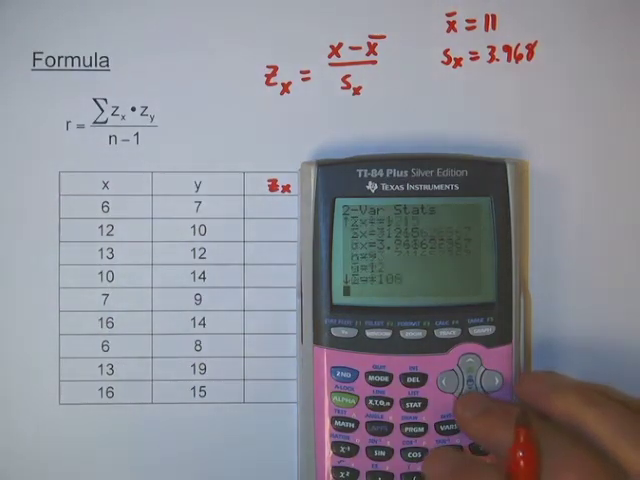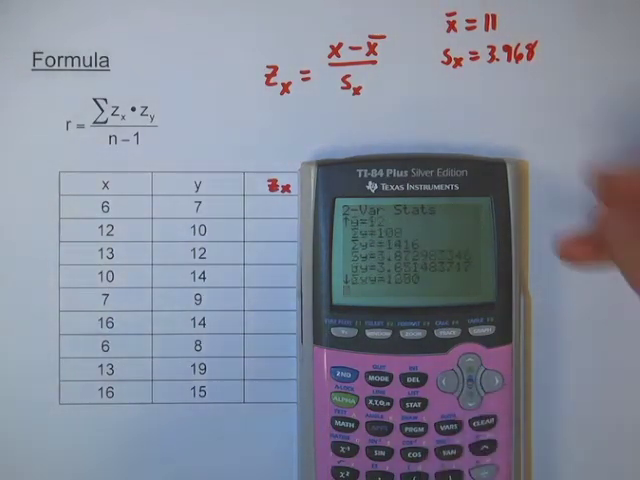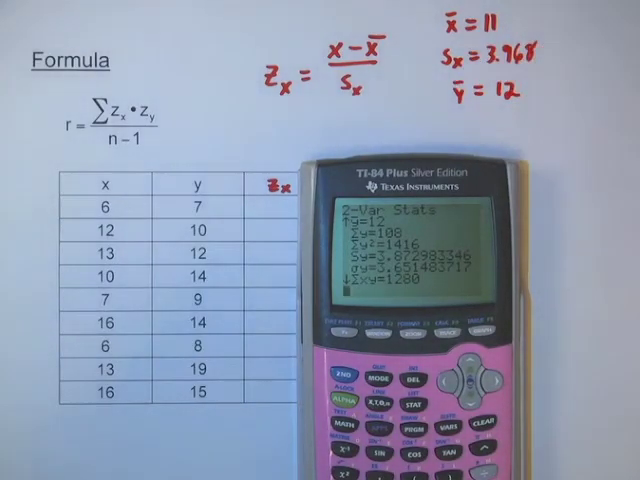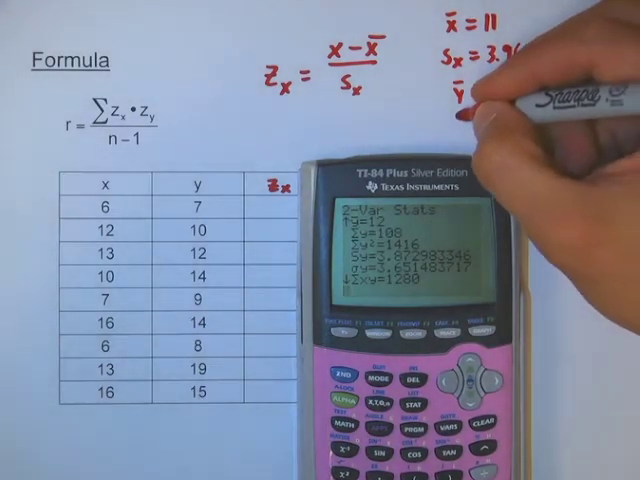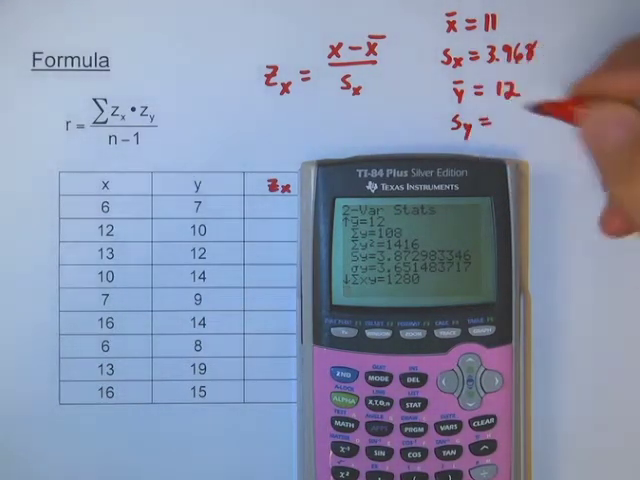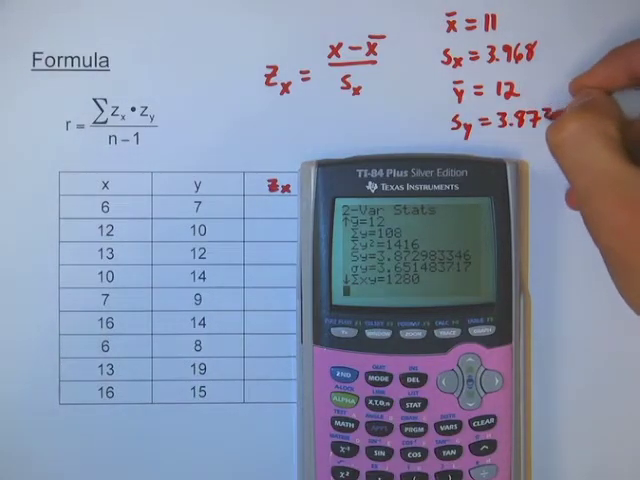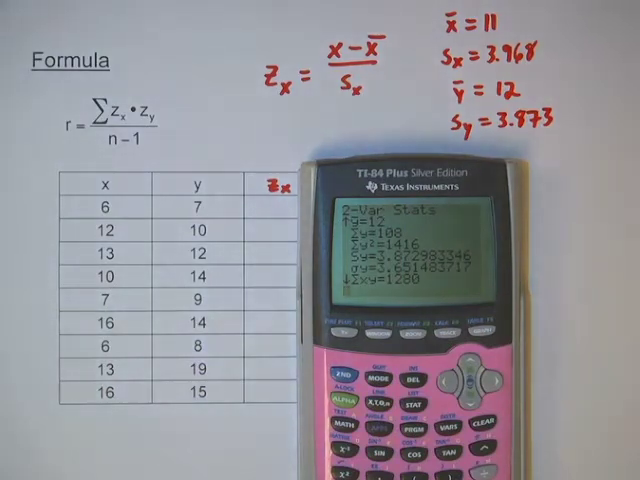So y bar is going to be 12. That means on average it takes about 12 minutes for my colleagues to get to work. And then s sub y is 3.873. These calculations can also be done by hand using the mean and standard deviation formulas, but I'm going to use these values.